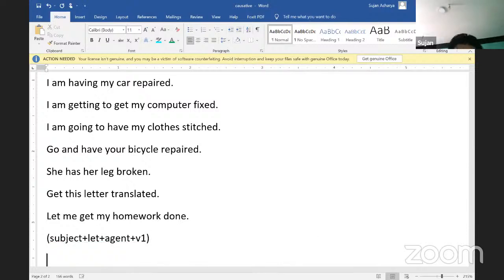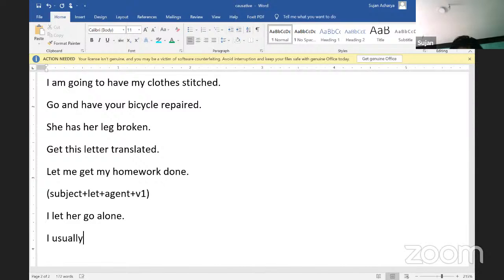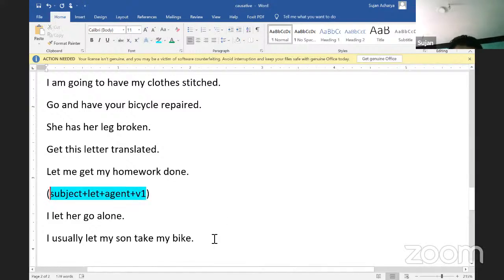For example, I let her go alone. V1 again: let plus agent. I let her go alone. I usually let my son take my bike. Remember this structure.